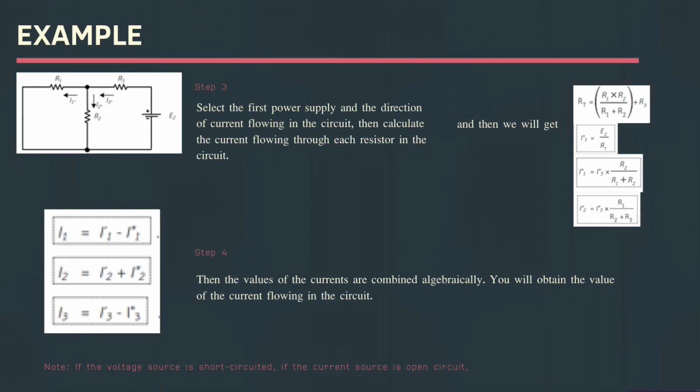And the last step, step 4. The values of the current are combined algebraically. Then we will obtain the value of the current flowing in the circuit, and we will get I1, I2, and I3. And note that a voltage source is replaced by a short circuit and a current source by an open circuit.